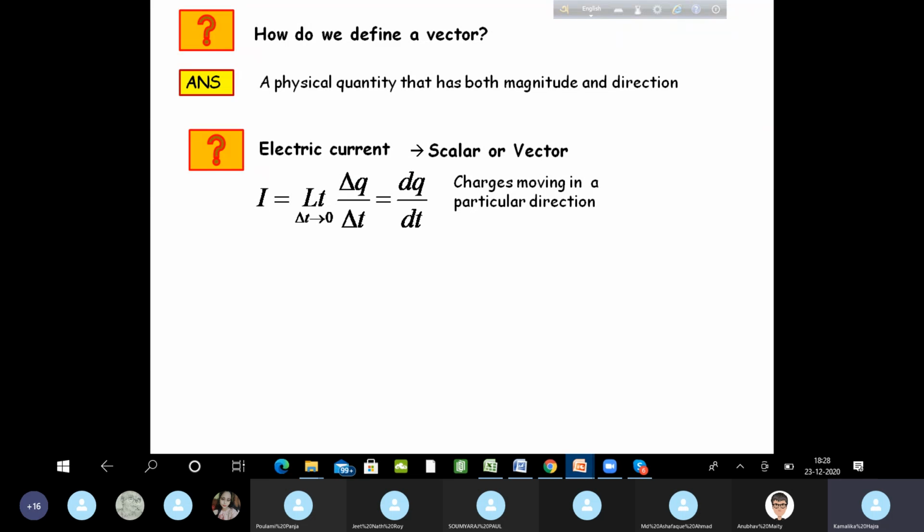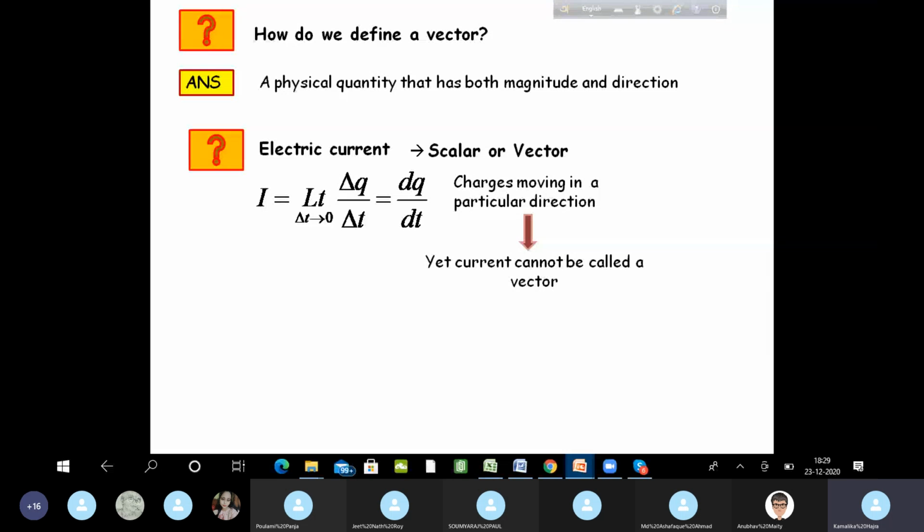Only then will we constitute an electric current. It is only when charges move in a certain direction that we say that a current flows. So even though it is associated with a particular direction, current cannot be called a vector. Why? Because it is a scalar, that's it. You don't need to go very deep to think why current is not a vector, because it is a scalar, simple.